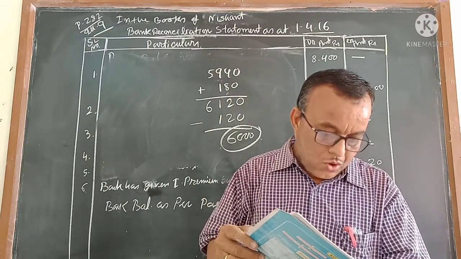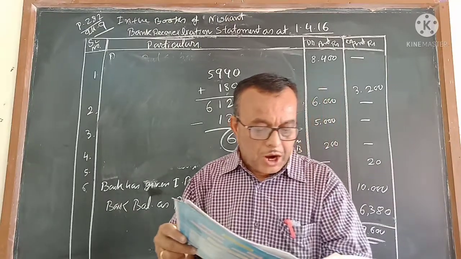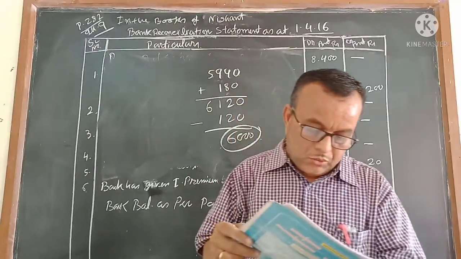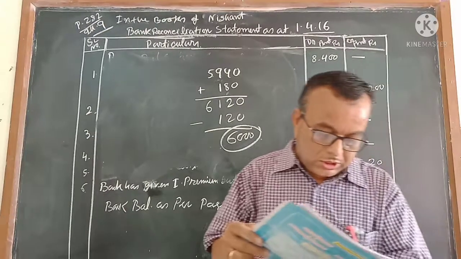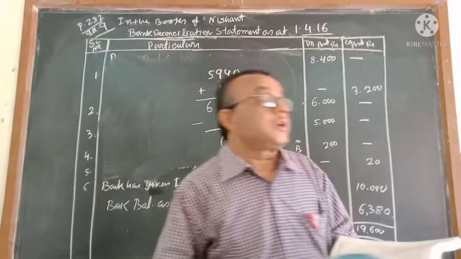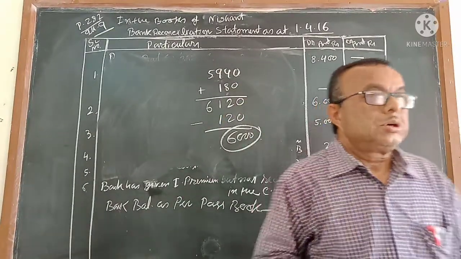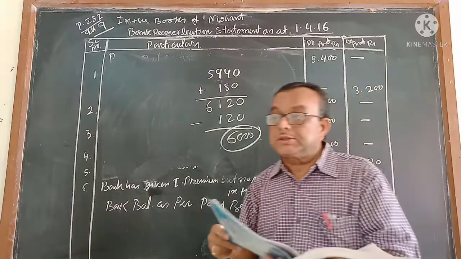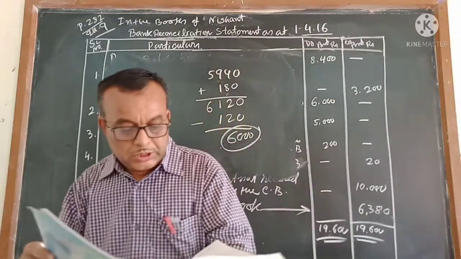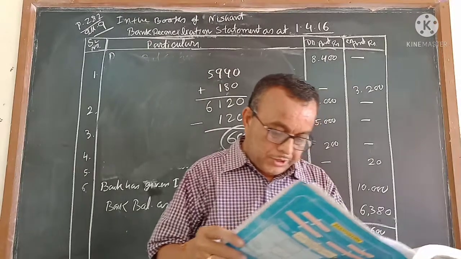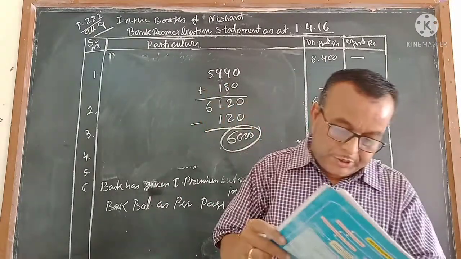150. 150 is credited in the passbook, so it is not debited. Dividend received but not debited. This statement you have to write in your own language. Yes, see, 150 dividend is given. That means it is understood that it is credited by the bank but not debited. Dividend received not debited in the cash book.